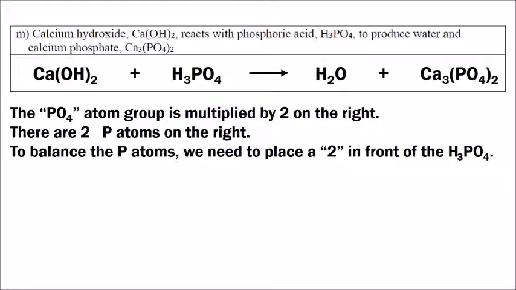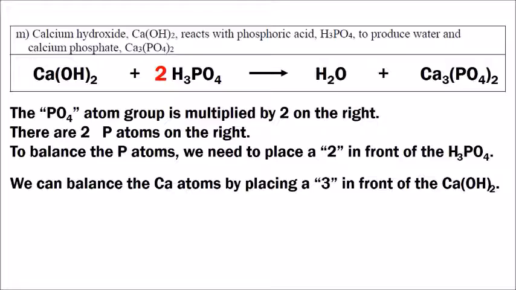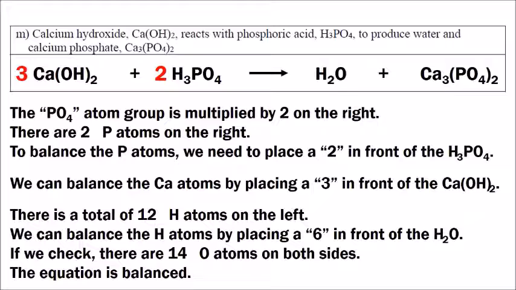But to balance the 2 phosphorus atoms, let's place a 2 in front of the phosphoric acid. Now, there are 3 calcium atoms on the right, so let's balance the calcium atoms by placing a 3 in front of the calcium hydroxide. All right, how many hydrogen atoms do we have on the left? Well, 3 times 2 is 6, plus another 2 times 3 is 6. There is a total of 12 hydrogen atoms on the left. We can balance the hydrogen atoms by placing a 6 in front of the water.